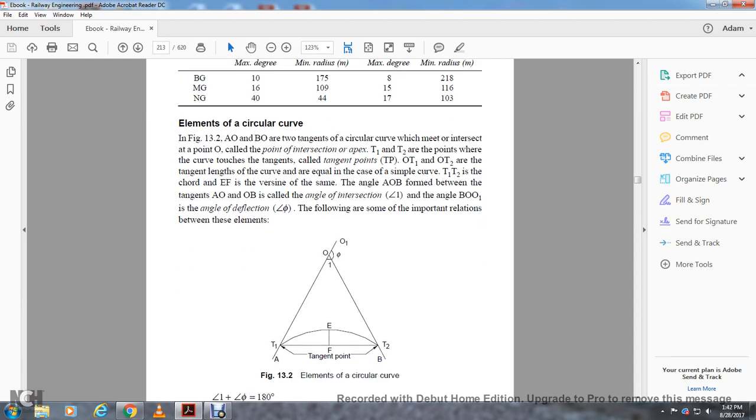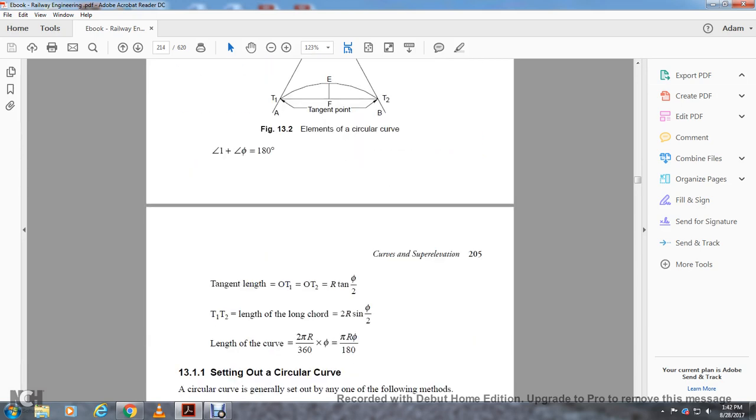Figure 13.2 shows the elements of the curve: tangent points T1 and T2, points A and B, terminal points, curve, tangents 1 and 2, intersecting apex. Tangent length OT1 equals OT2, equals radius times tangent of the deflection angle divided by 2. T1T2, the length of the chord, equals 2R sin of the deflection angle divided by 2. Length of the curve equals 2 pi R over 360 times the deflection angle, which equals pi R times the deflection angle divided by 180.